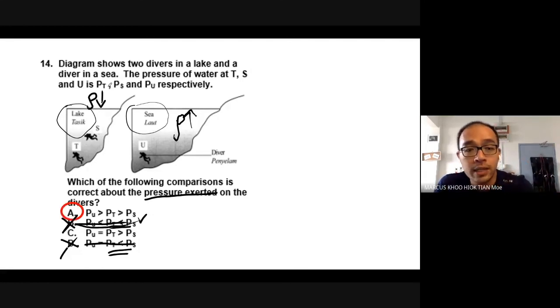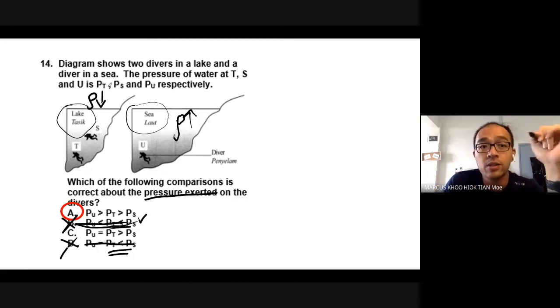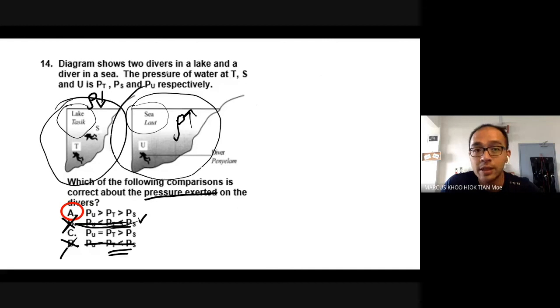Okay, so the answer would be A, because the density factor also plays a part. Notice that I did not talk about shape. The shape doesn't matter. I hope that you understand by now that the shape of the container, the shape of the lake, the shape of the body of water really doesn't matter. What matters is the three factors: gravitational acceleration, height or depth of water, and lastly the density.